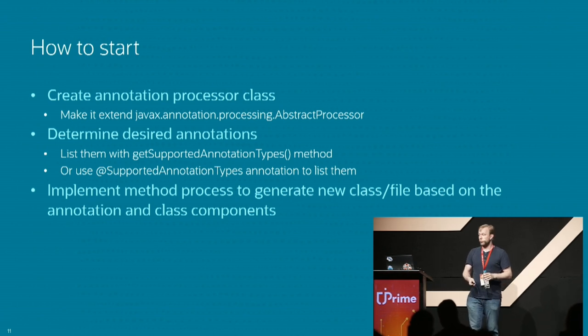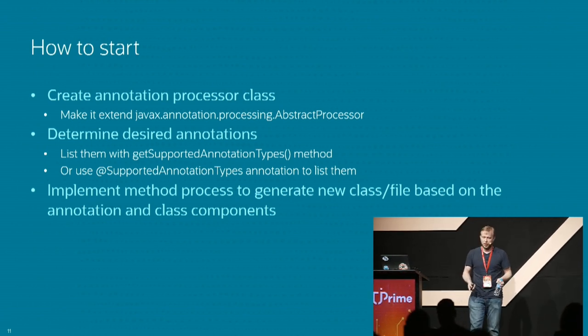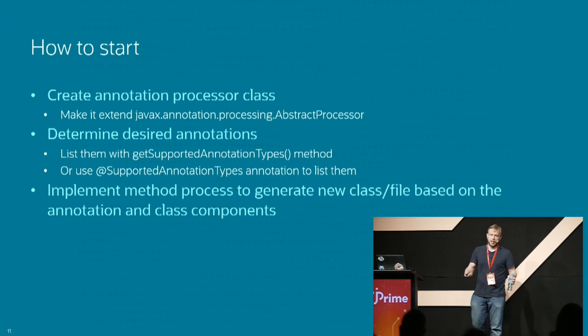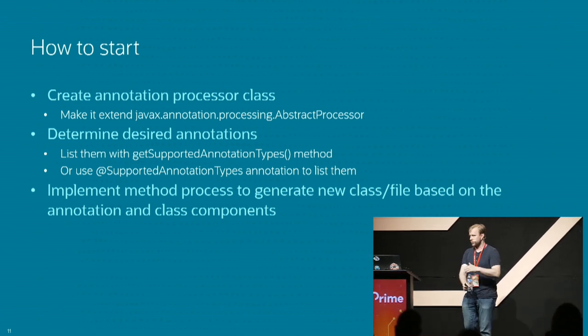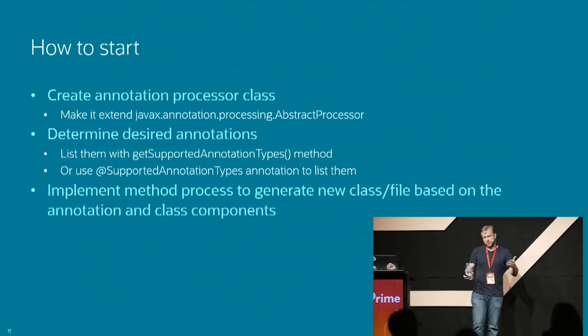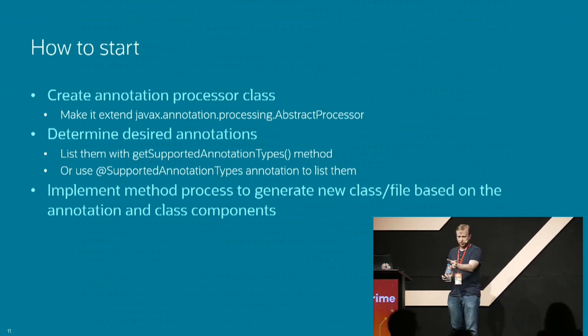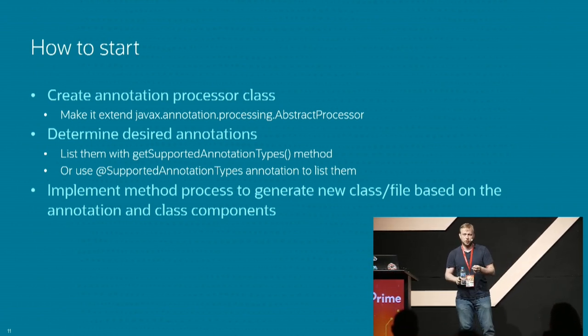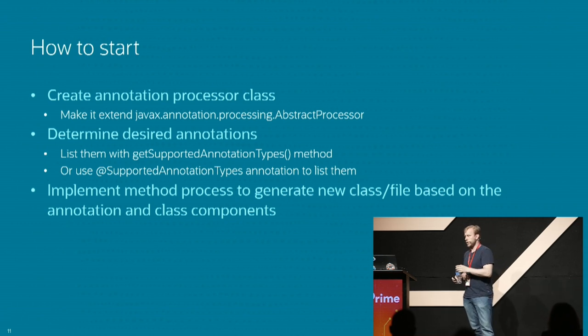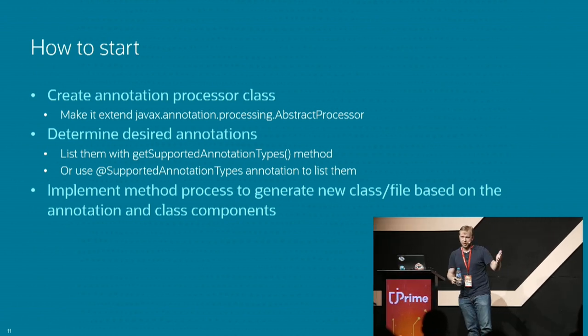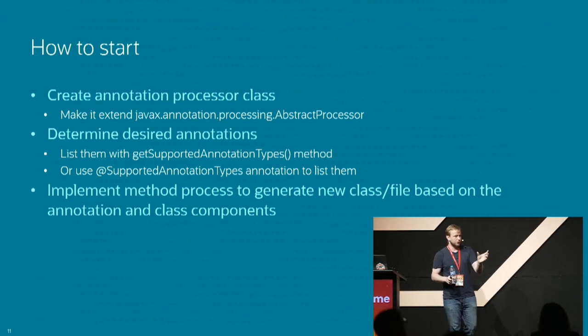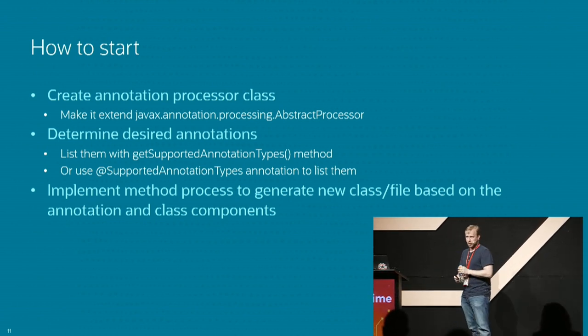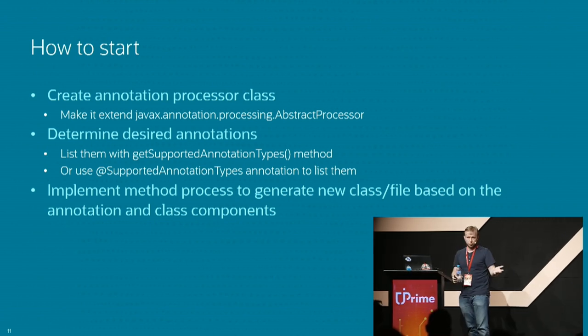Then you need to figure out which annotations you would like to process. I don't know if it even makes sense to want to process all the annotations you could find. It is much better to specify the annotations directly. The annotations can be specified in two ways. You can use a method delivered by the AbstractProcessor, which is called getSupportedAnnotationTypes. You list them there, and you return a set of strings. Those strings are the fully qualified names of the annotation classes you would like to support.